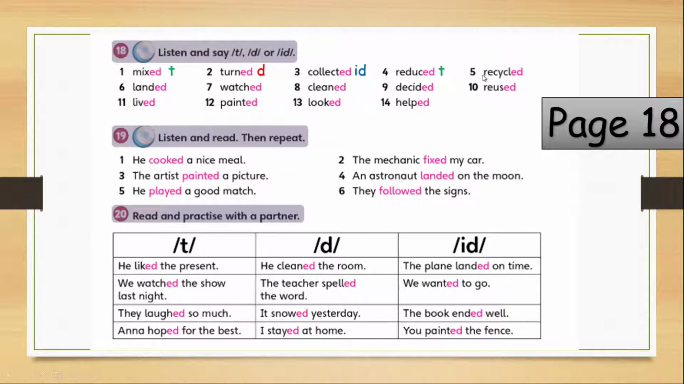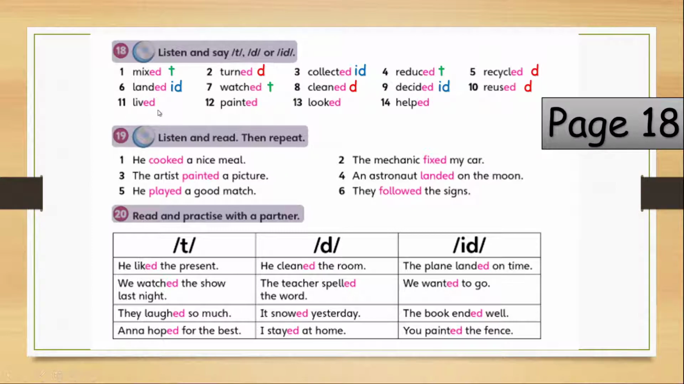Number 5, recycled. Recycled. We can hear the d sound. 6, landed. Landed. We can hear the ed sound. 7, watched. Watched. We can hear the t sound. 8, cleaned. Cleaned. We can hear the d sound. 9, decided. Decided. We can hear the ed sound. 10, reused. Reused. We can hear the d sound.